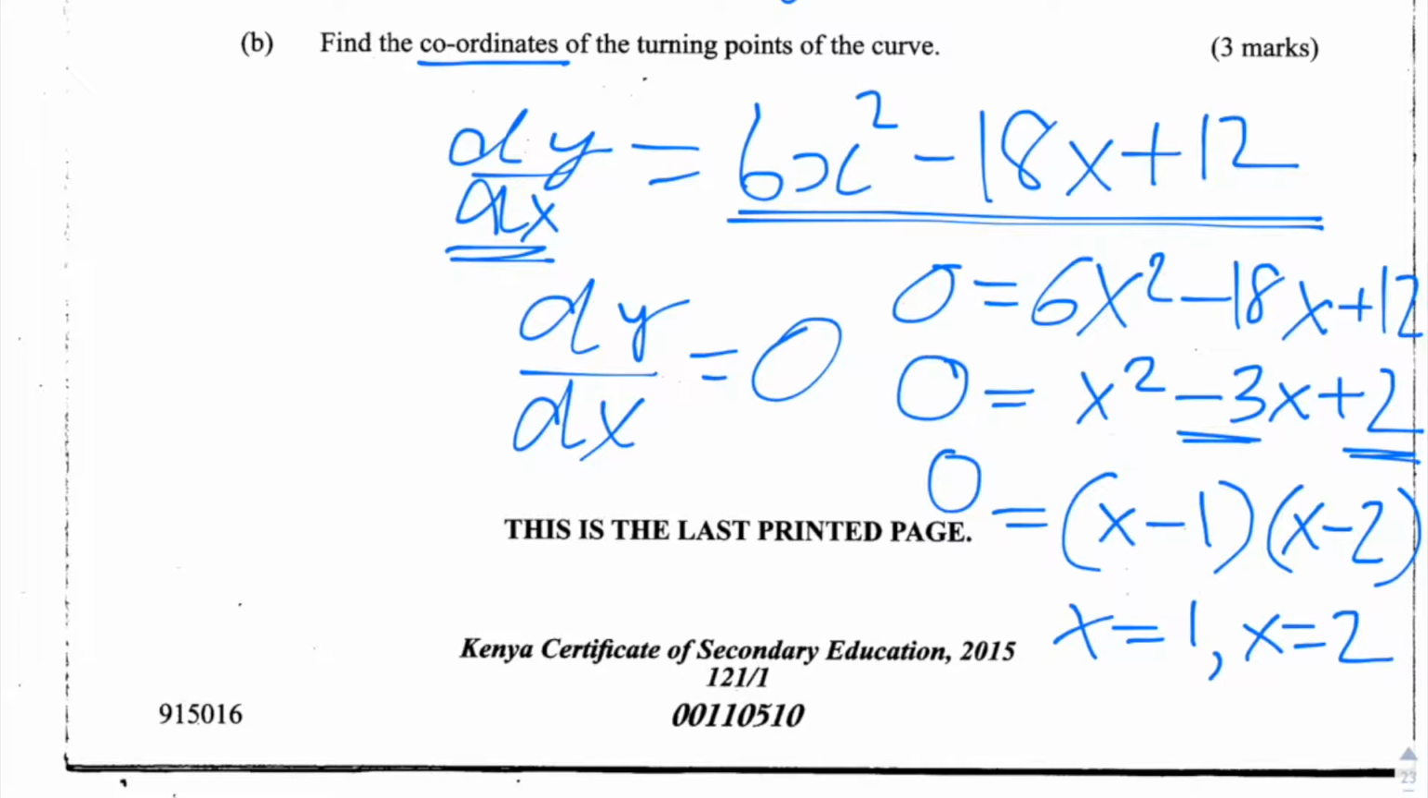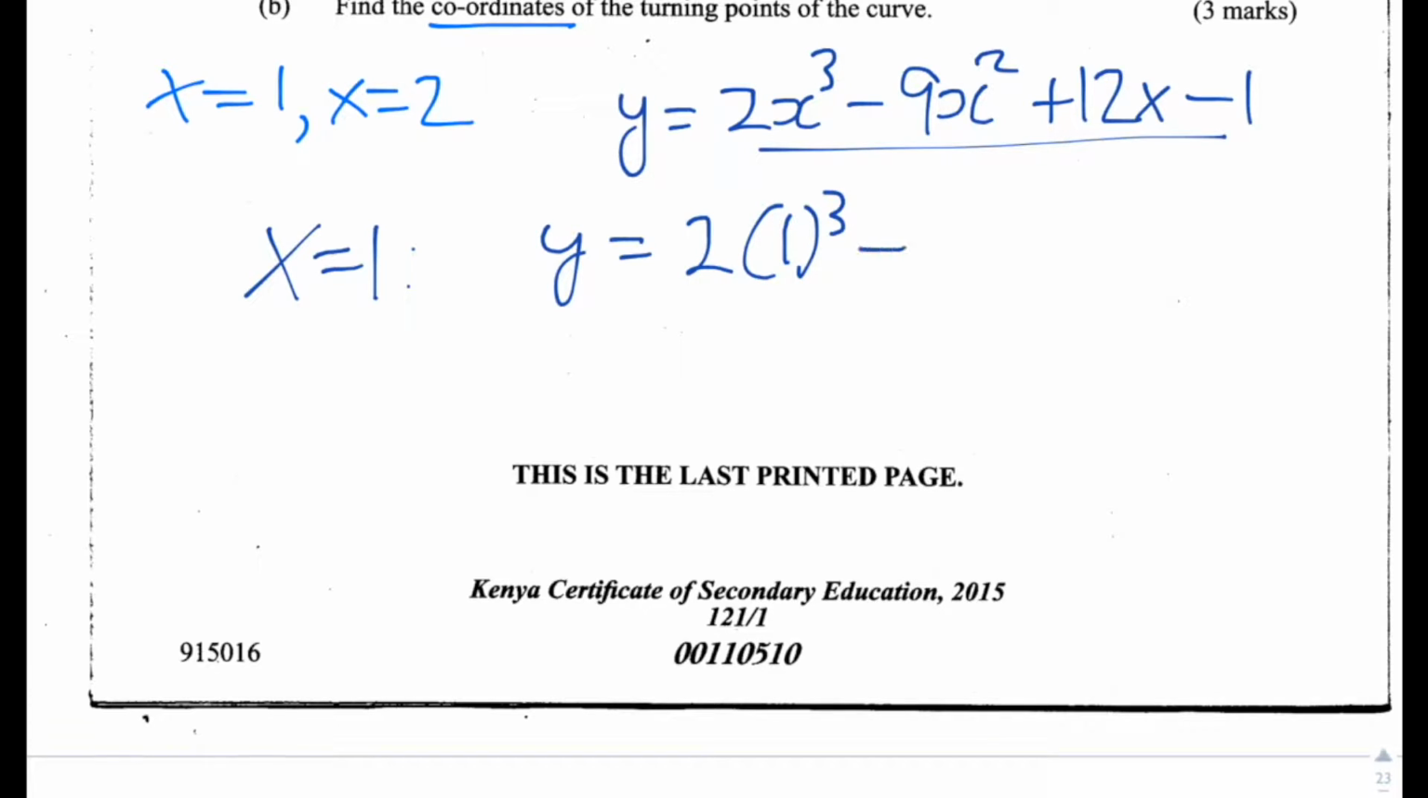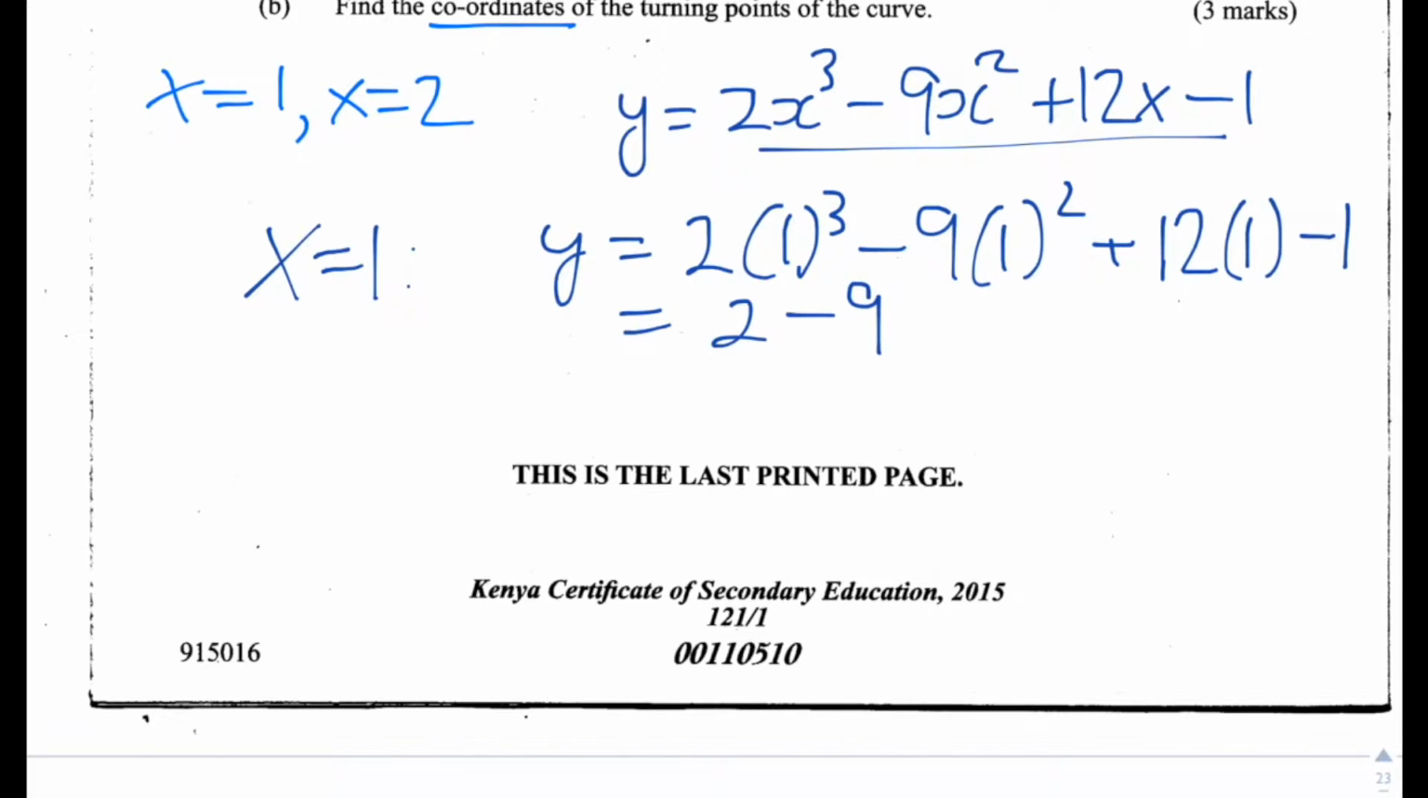And to get these y values, what we're going to do is put 1 and 2 into the original equation for the curve y. So let's first find the y value for the turning point at x is equal to 1. So let's substitute x into this equation here. So y is equal to 2 times 1 cubed minus 9 times 1 squared plus 12 times 1 minus 1. So we get 2 minus 9 plus 12 minus 1.